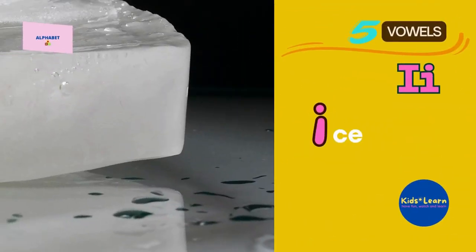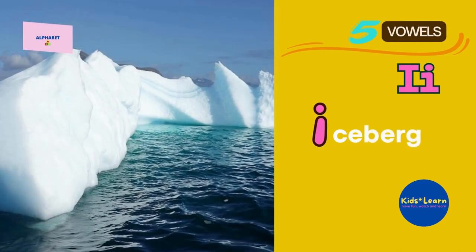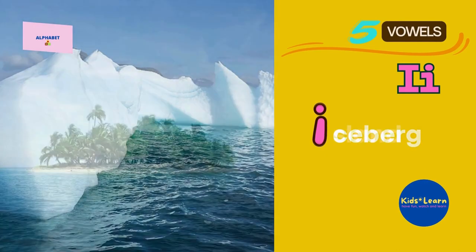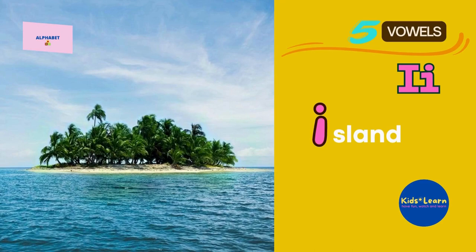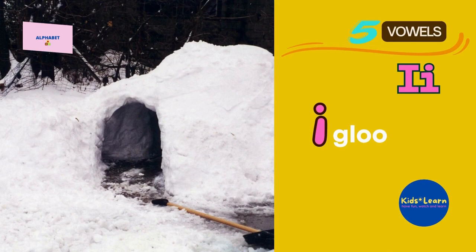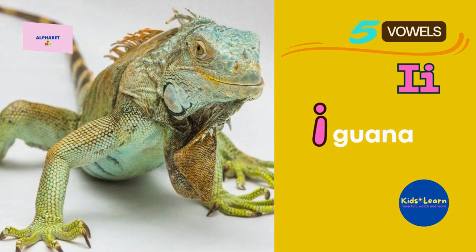eight. I is for ice. I is for iceberg. I is for island. I is for igloo. I is for iguana.